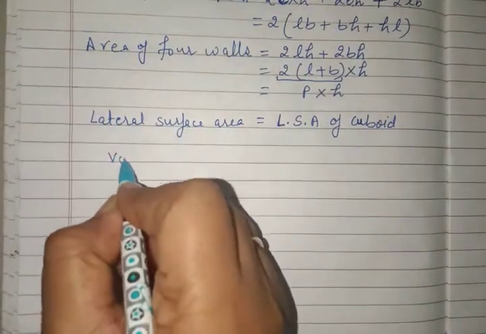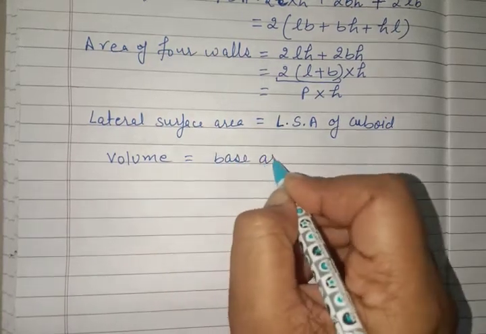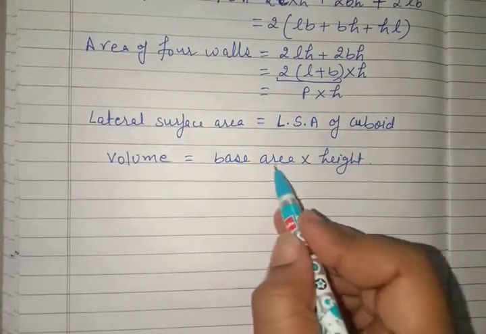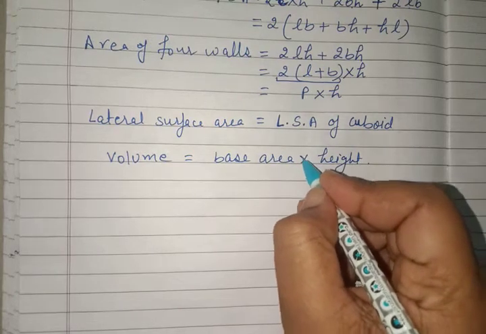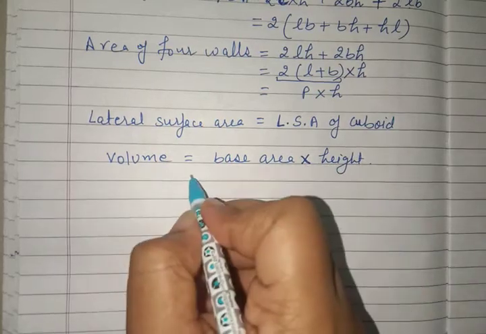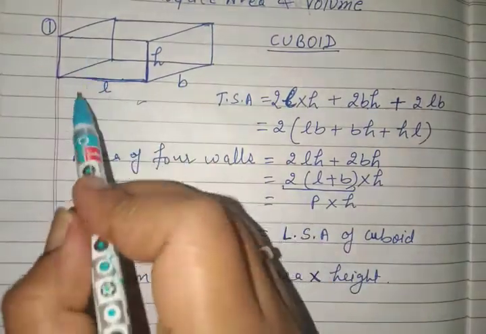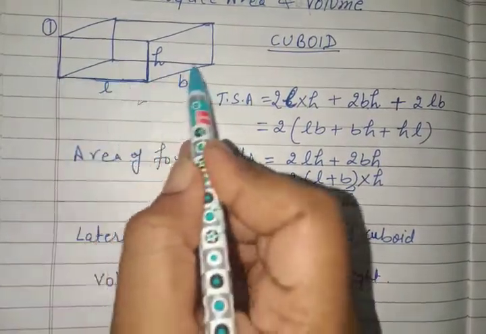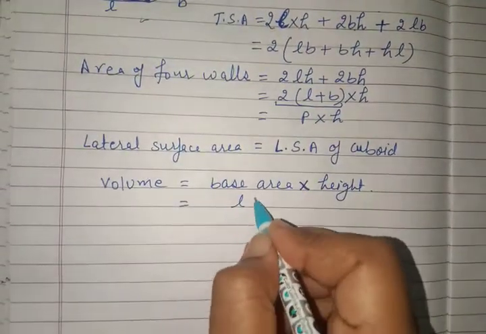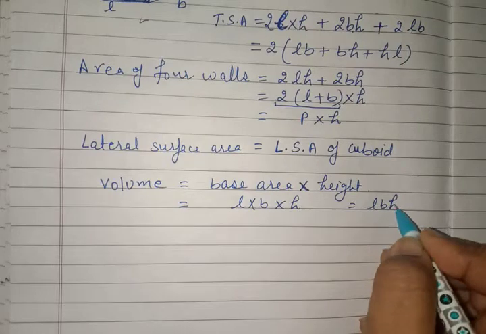Now we can talk about the volume of this figure. The formula for volume is base area into height. Always learn the formula of volume like this: base area into height. Volume, you have studied in science, is the space occupied by the figure. So base area into height. And you can easily see what the base of the cuboid is: the floor, a horizontal rectangle, and its area is LB. So the base area is L into B and the height is H. So volume is equal to LBH.